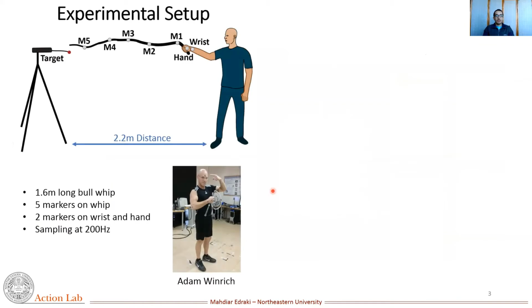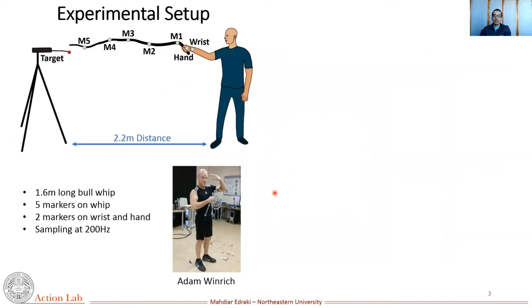To that end, this is the experimental setup we used to demonstrate the feasibility of our approach. We had a whip expert, Adam Winrich, manipulate a 1.6 meter long bullwhip to try to hit a target at a 2.2 meter distance. We placed 5 markers along the flexible section of the whip and 2 markers on Adam's hand and wrist. And we collected the data at a 200 Hertz sampling rate.